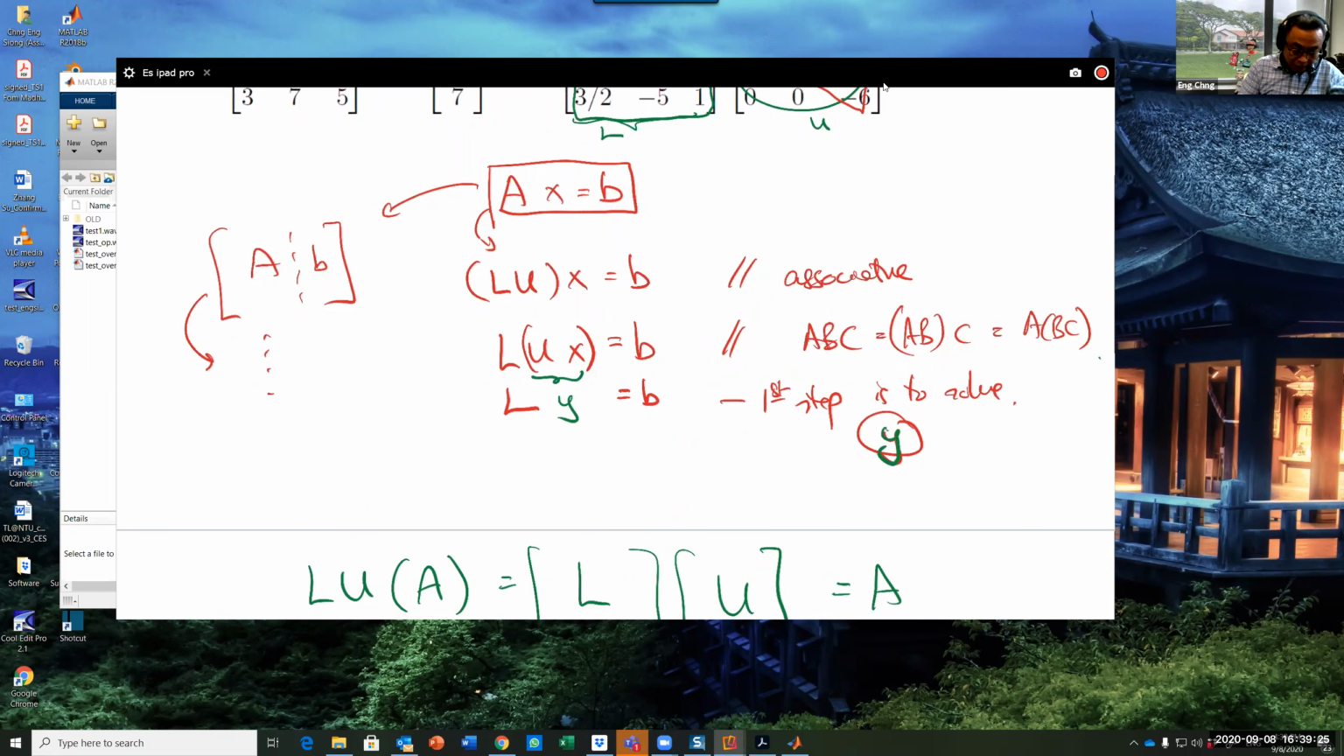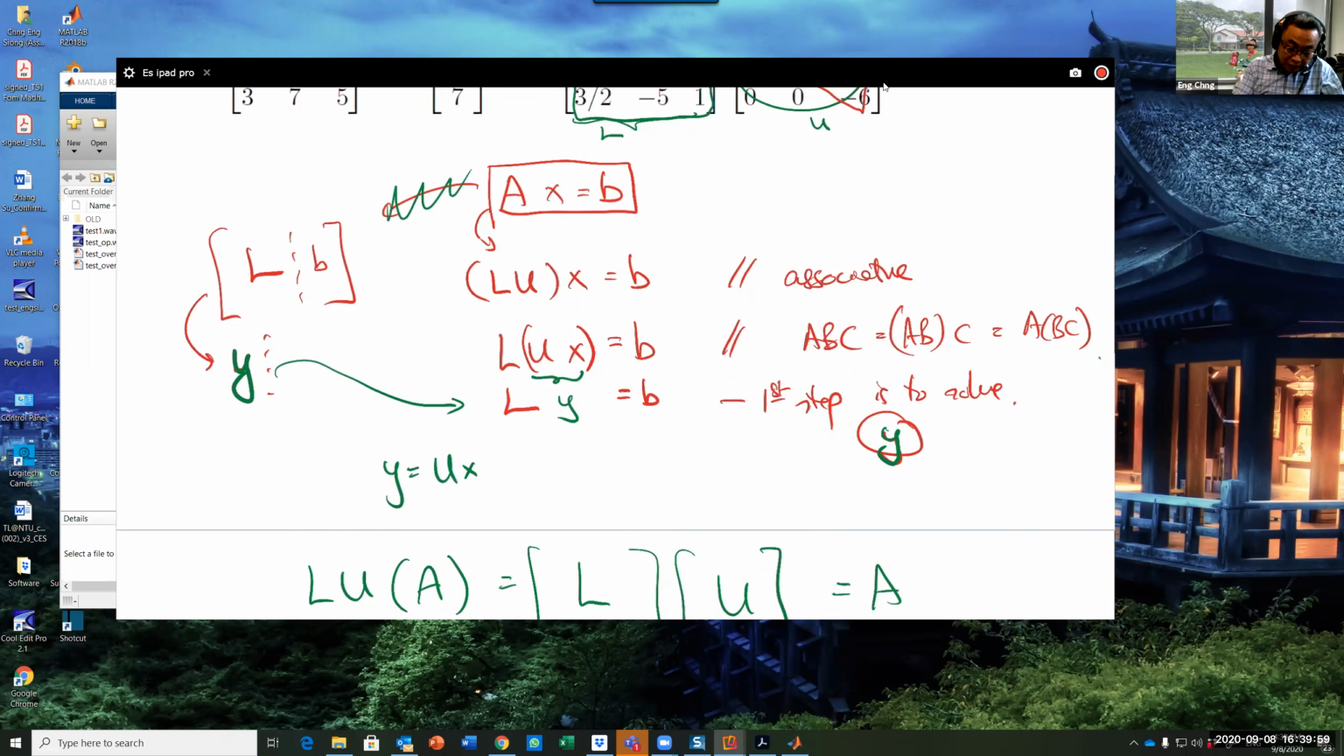And to solve for Y, what we do is instead of doing A and B, we are doing L and B. And then this will solve for Y. So why do we do that? Because once we have solved for Y, remember what is Y? Y is equal to UX.